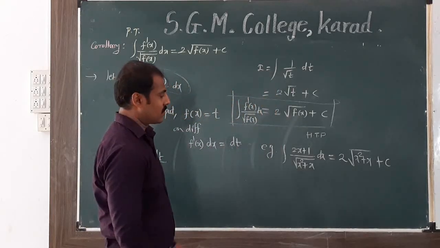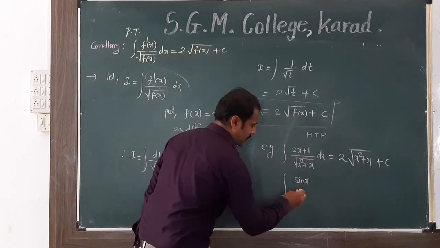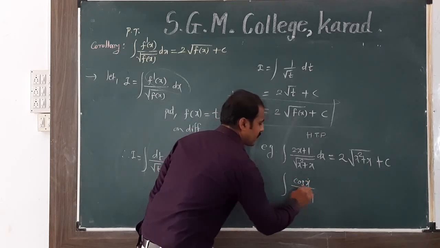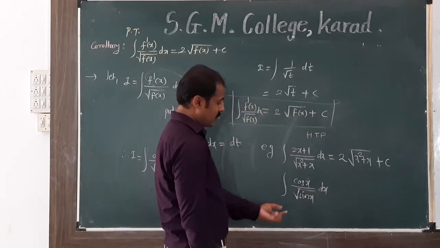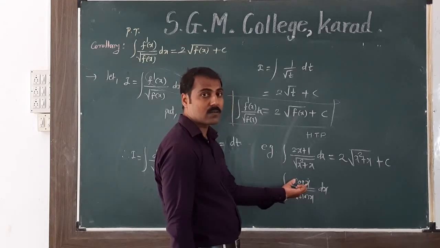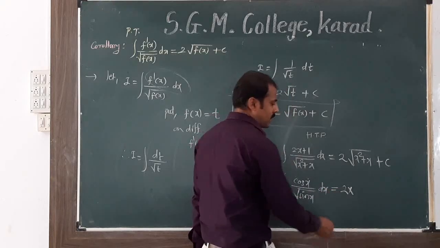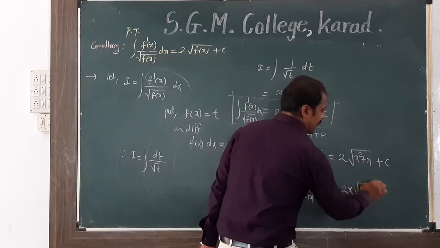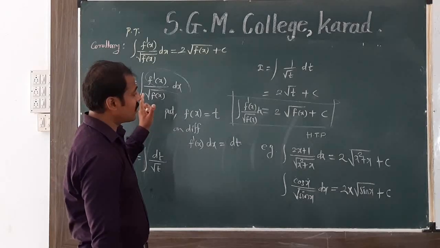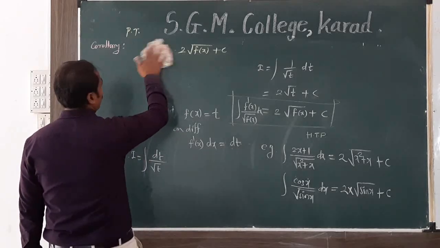Okay? Or another example is cos x divided by root of sin x dx. Look at here, the denominator is in root. Inside the root there is sin x, and the derivative of sin x, cos x, is in the numerator. So the answer is directly what? 2 into denominator. Denominator contains root of sin x plus constant of integration c. Here is the proof of corollary number 3. And last one, corollary number 4.